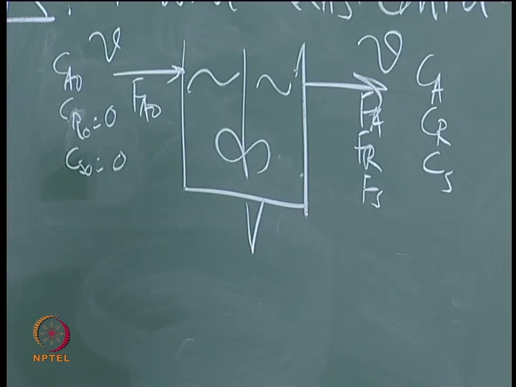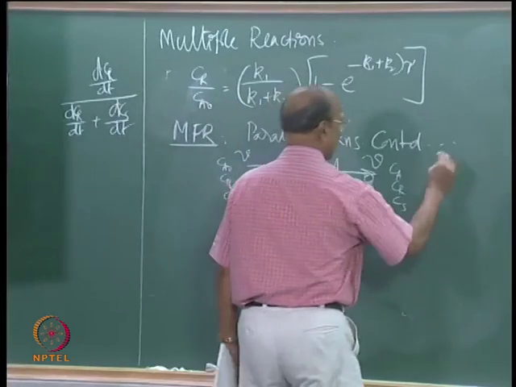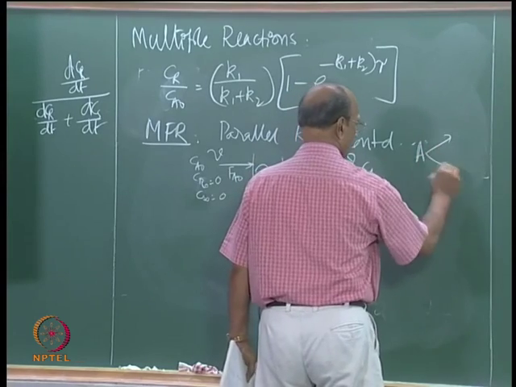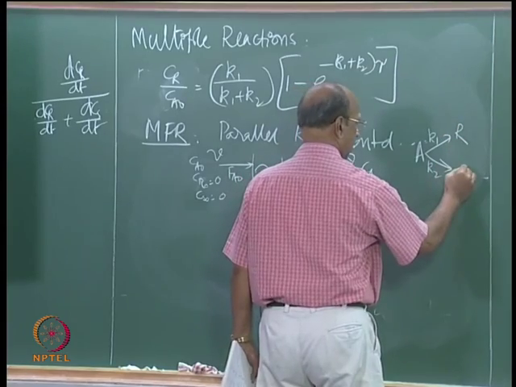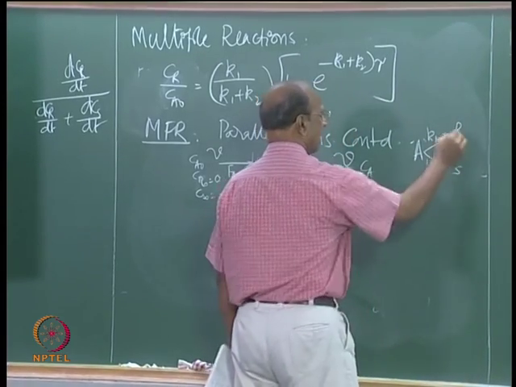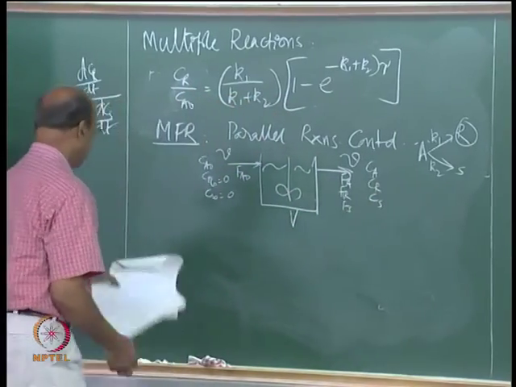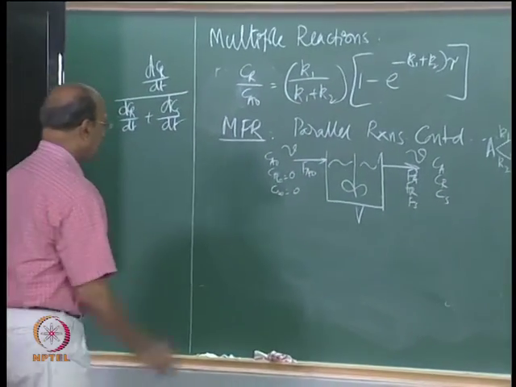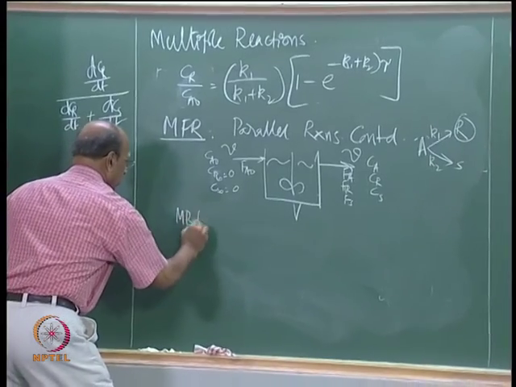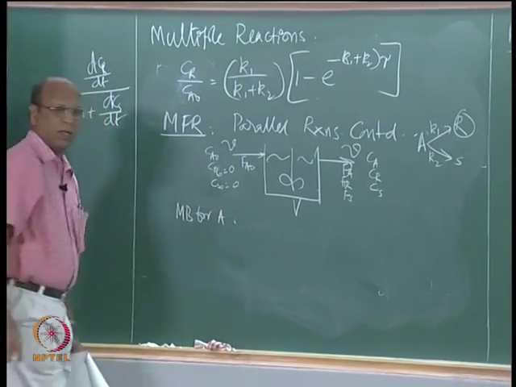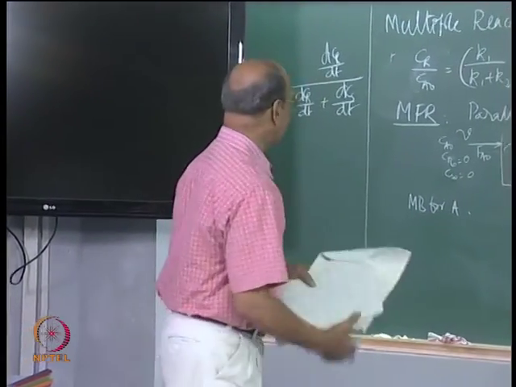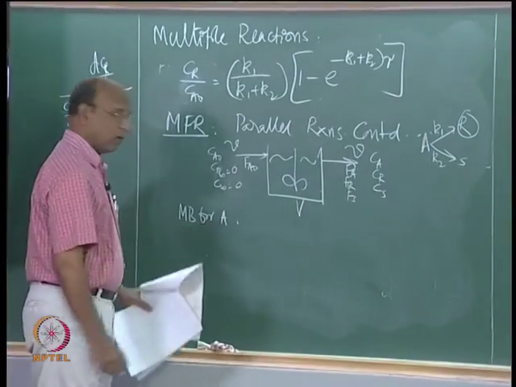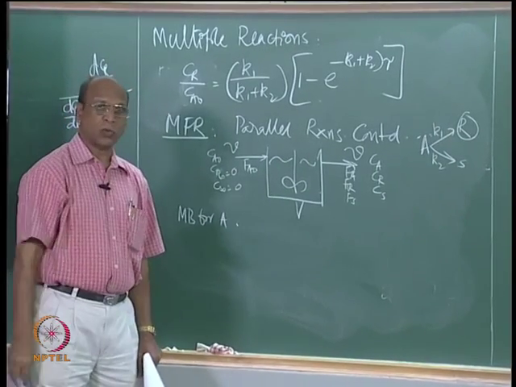Good. For parallel reactions, how do you write the material balance? Parallel reactions again, to make you remember: this is K1, K2, R and S. Usually that is the desired product, does not matter. So now the material balance for A, steady state always, we are not talking about any unsteady state. What is entering for A? I will ask one by one.